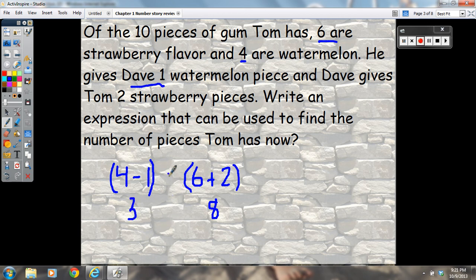Now, if we took those two numbers and combined them, added them together, that would get me the total number of pieces of gum that he has. So your expression for this should look like this: 4 minus 1 in parentheses, grouped together, plus the 6 plus 2. And that's how you would solve that problem.